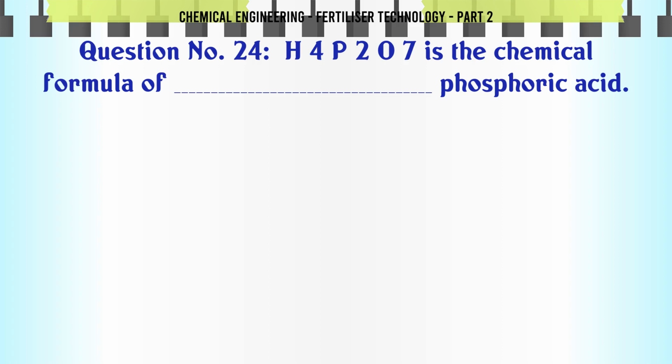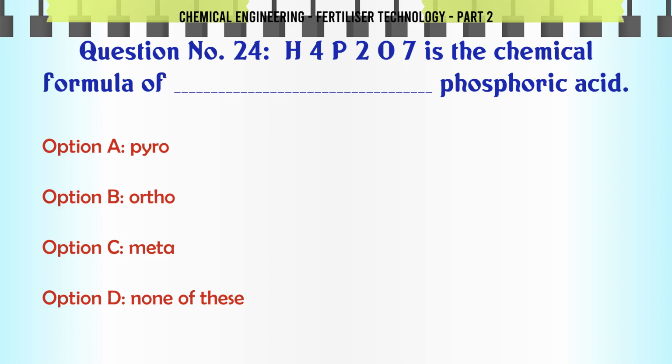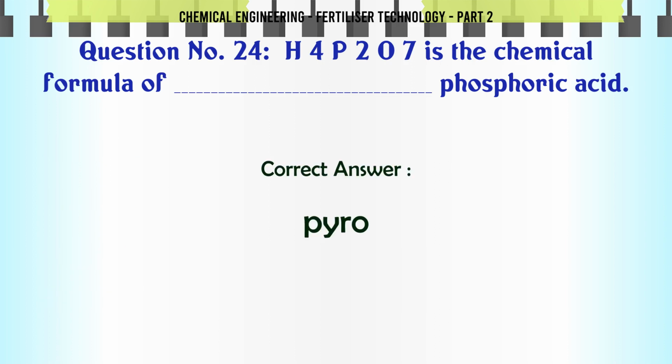H4P2O7 is the chemical formula of ___ phosphoric acid. A. pyro, B. ortho, C. meta, D. none of these. The correct answer is pyro.